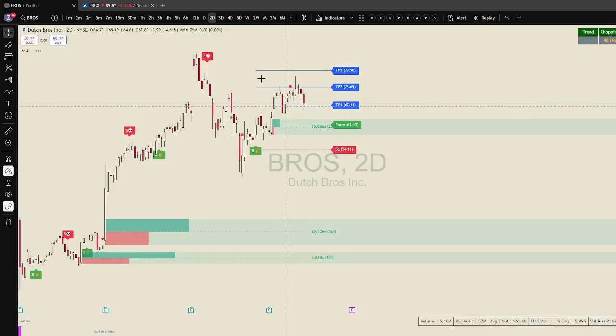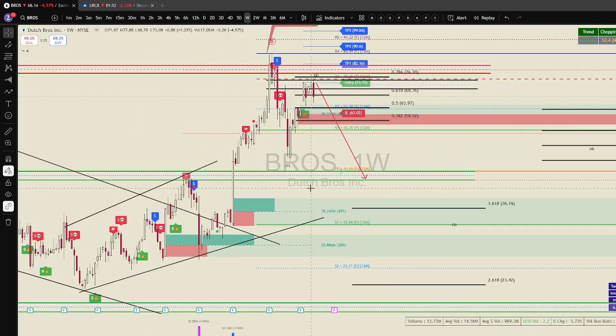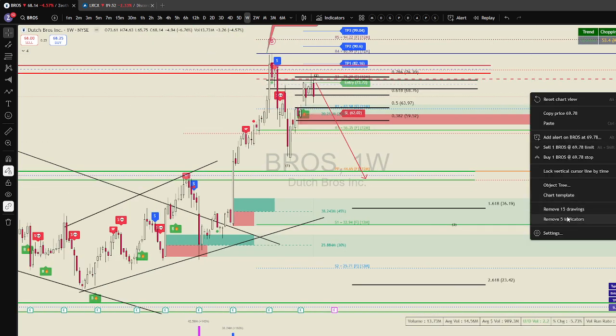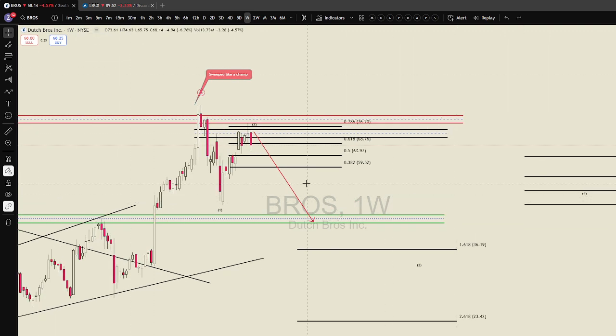And bros, this is the name I've been tracking for a while, and I think the correction is almost starting. So this would be my name to watch. This is the zone that I'm looking at that it needs to lose.